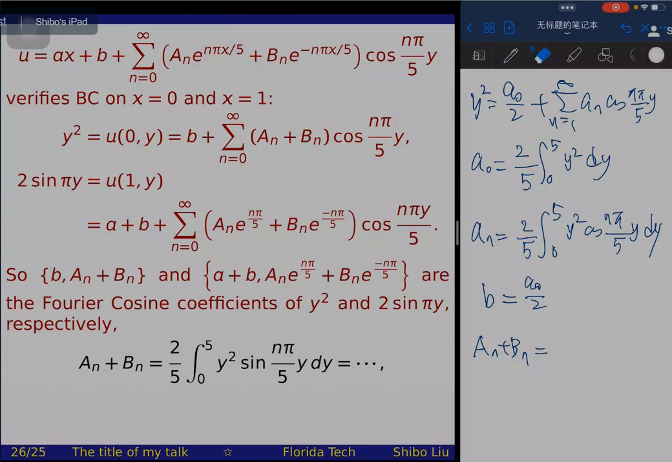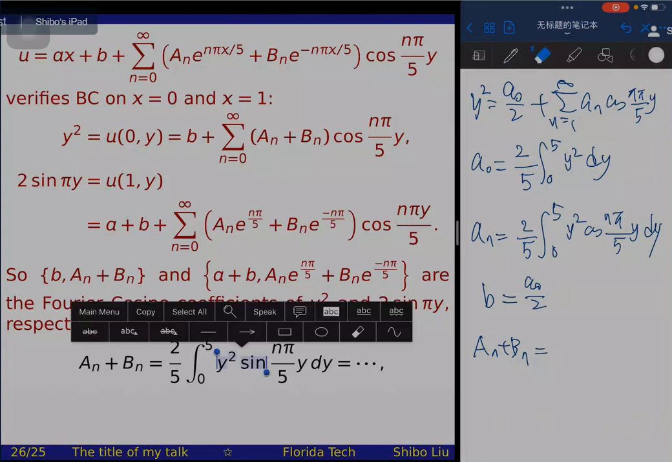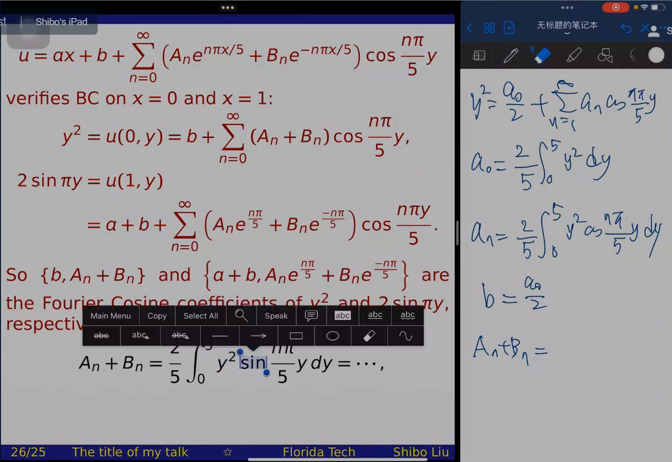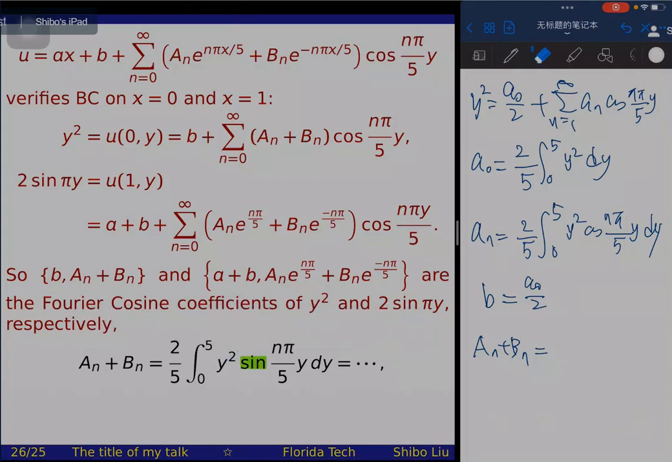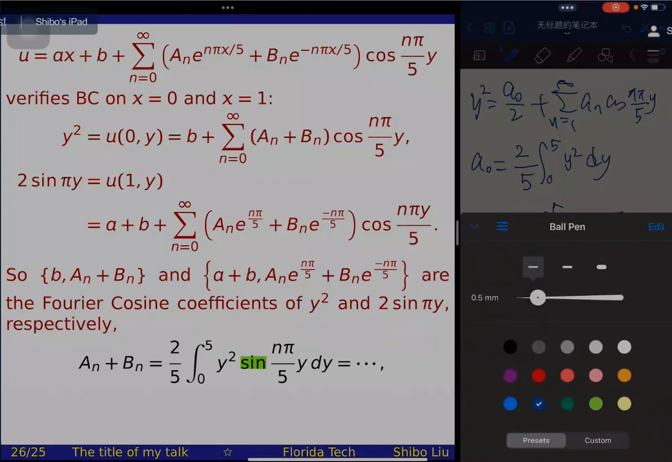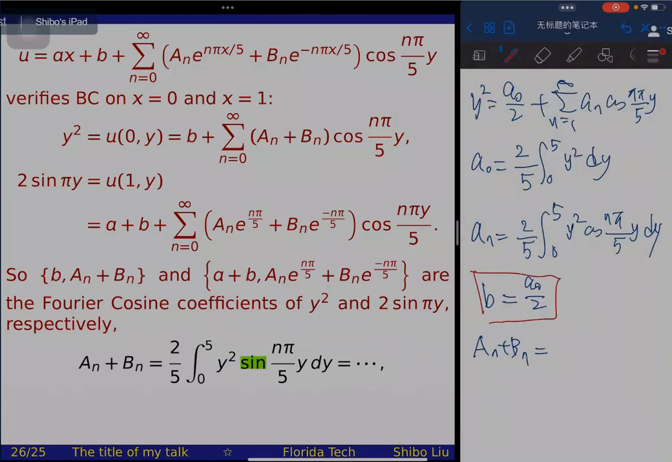My mistake is that here I forgot to write the b. The b is missing. I need to have the b. And for An plus Bn, here it is not sine. In the slides, the green sign should be cosine. So An plus Bn should be the integral from 0 to 5 of y squared cosine n pi y over 5 dy.